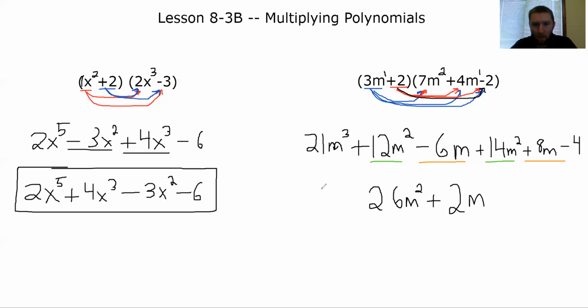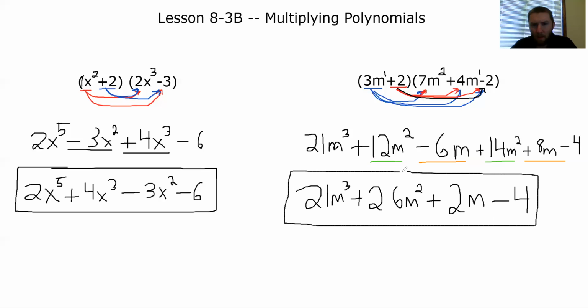Now the 21m to the third does not have anything that it can be combined with. There's nothing else with an m to the third, so that's just going to stay there. And then I have this minus 4 at the end that also has nothing that it can be combined with, so I'm just going to have that at the end as well. So here again, I end up with a 4-term polynomial as my product. Okay, so they both sort of look the same, but the process was different. In this case, I had a lot more pieces that I had to deal with and potentially combine the like terms, all right?